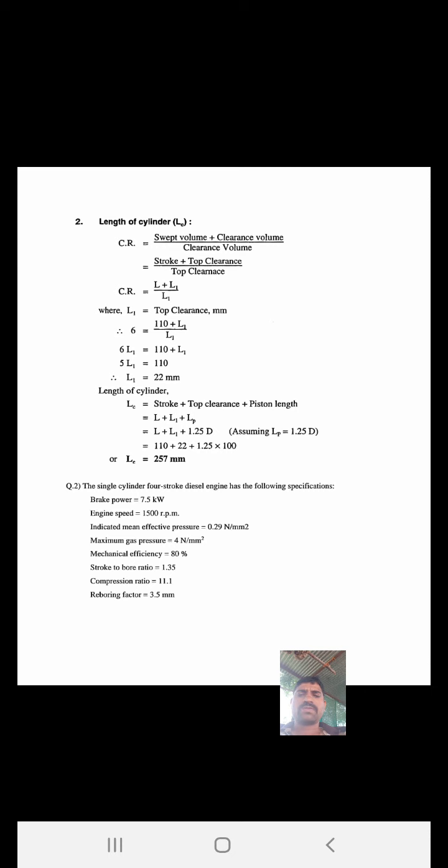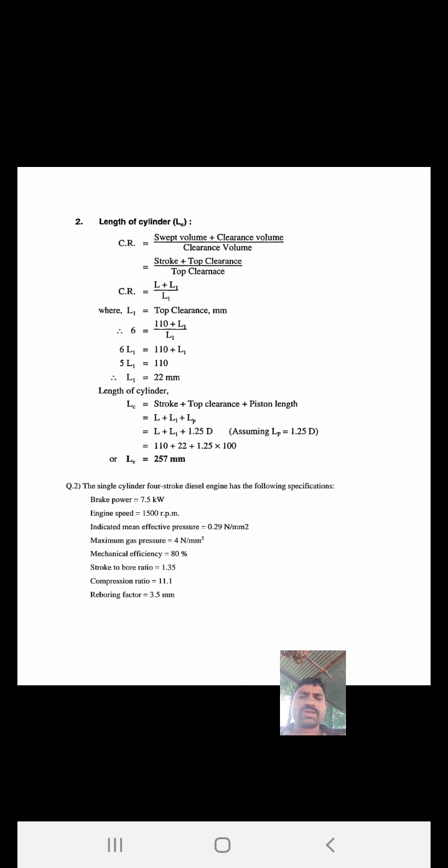And length of the cylinder, how to calculate that? LC is equal to stroke plus top clearance plus piston length. LP value is not given, but we have seen when you design the piston, there is one relation, LP is equal to 1.25 D. Put that value for LP, then you will get the length of the cylinder is equal to 257 mm. This is the answer of the first numerical.